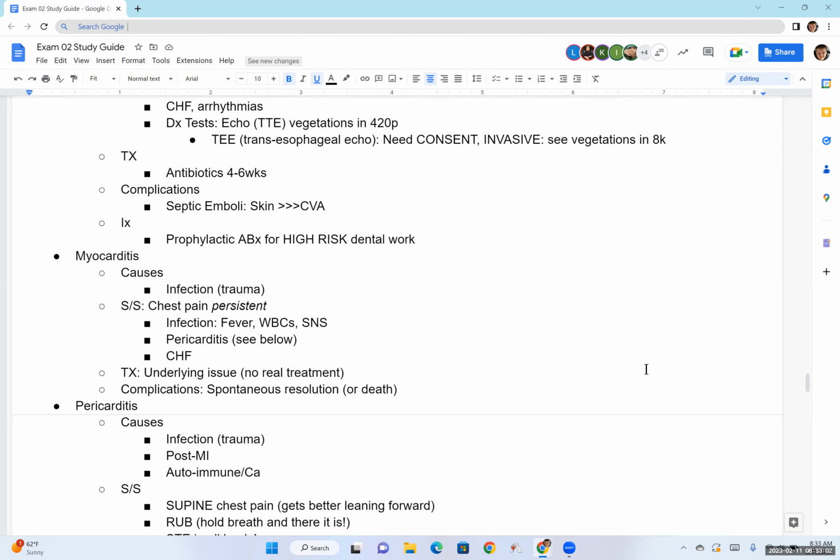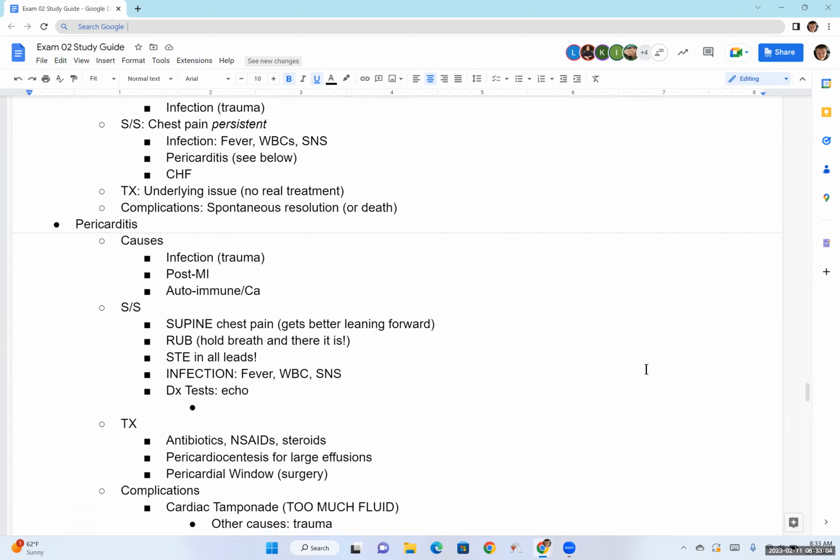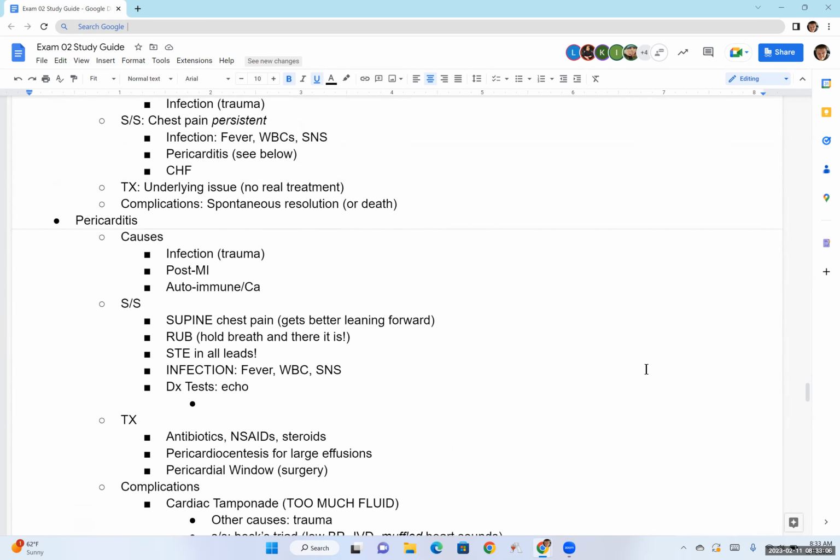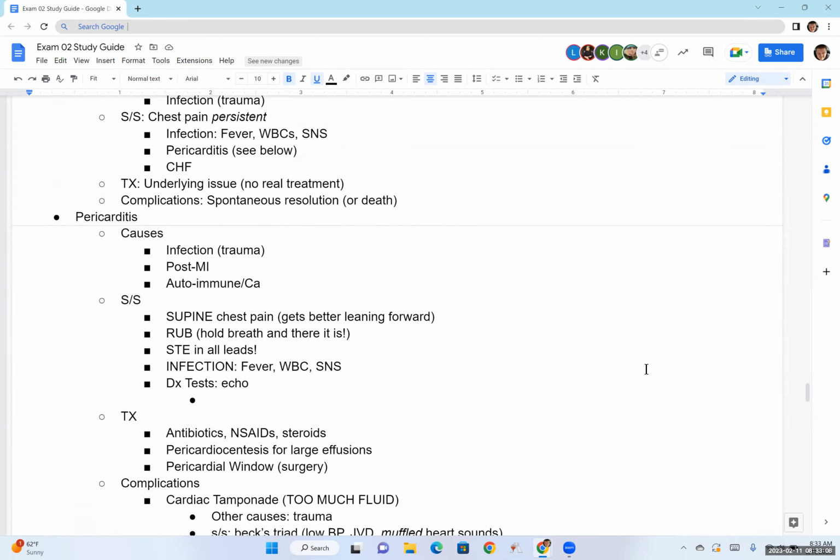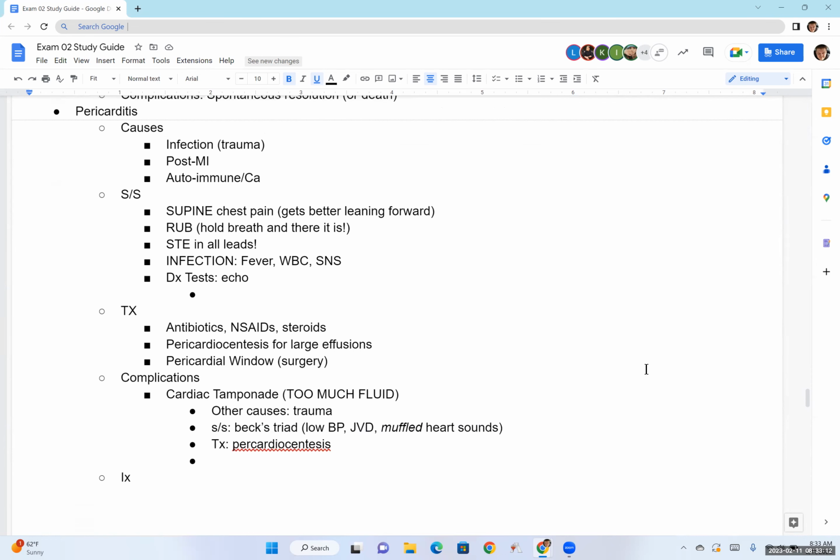Okay. And we talk about myocarditis, got persistent chest pain. Spontaneous resolution or death is how myocarditis plays out. And then pericarditis, right? That has a complication that we could talk more about, which is cardiac tamponade, where you have too much fluid around the heart. Pericarditis is just inflamed, and then sometimes it's inflamed and can increase the fluid there as well, as you have an effusion that can develop.